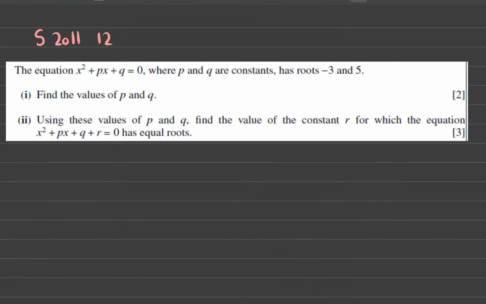So guys, I'm given with two roots. What's the first root? x equal to minus 3. And the other root is x equal to 5. You are supposed to make a quadratic equation.